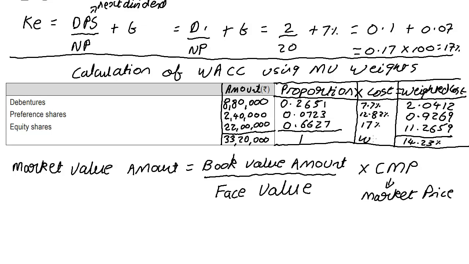Okay, so that is our WACC, and remember, you still have to write a sentence saying therefore market value weighted average cost of capital is 14.23%. Okay, so with that, we are done with the question.